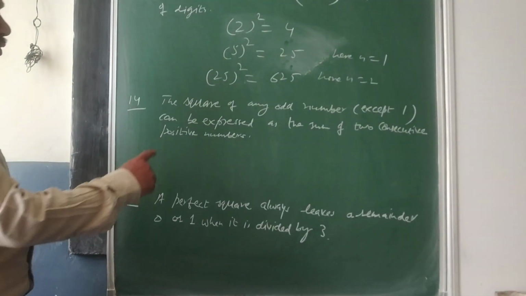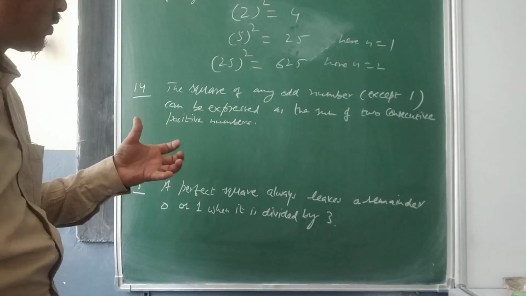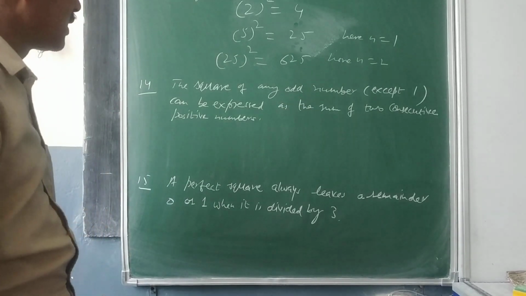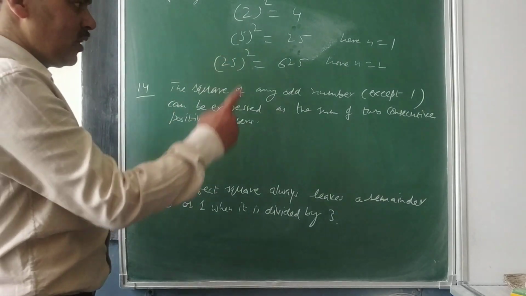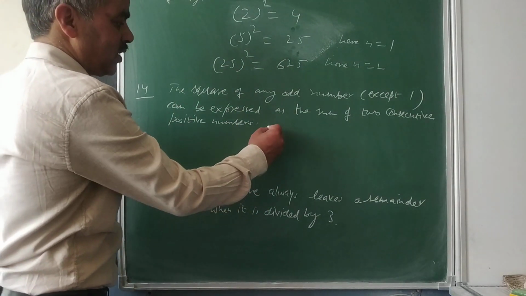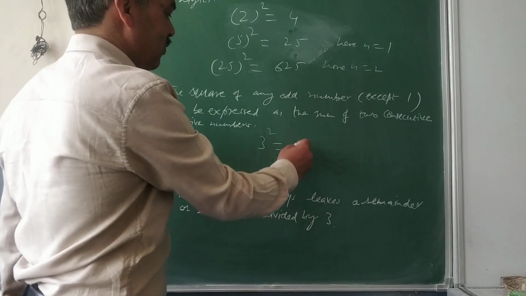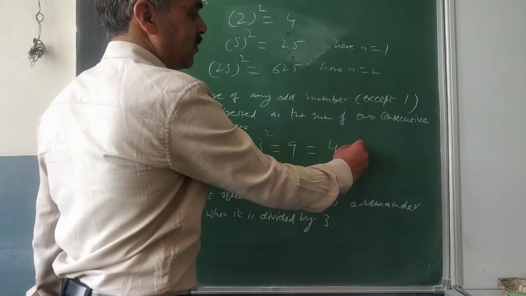The 14th is the square of any odd number except 1. The square of any odd number except 1 can be expressed as the sum of two consecutive positive integers. Now 1 you leave, after 1 the next number is 3. So if I write 3 square, it is equal to 9, which can be expressed as the sum of two consecutive numbers, 4 plus 5.